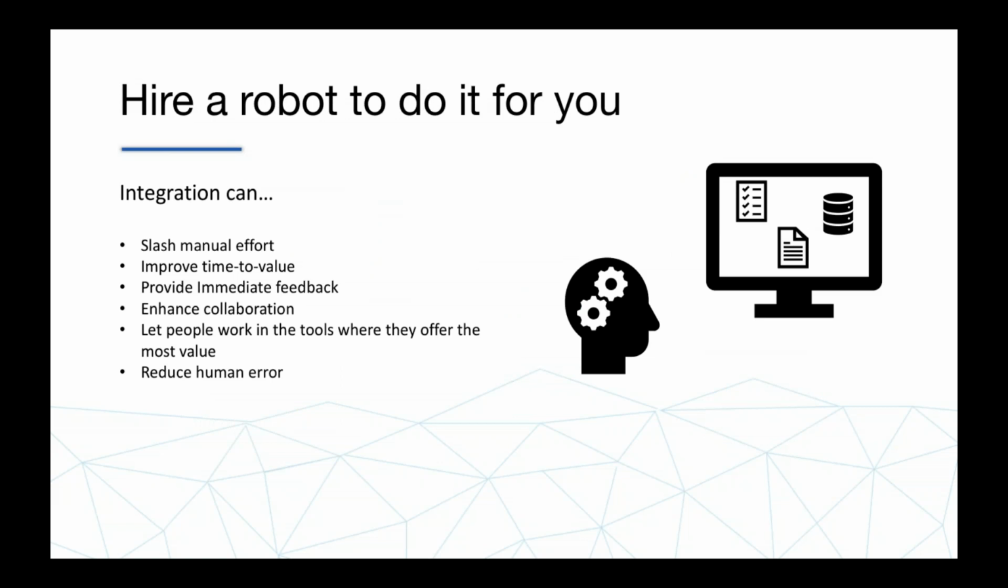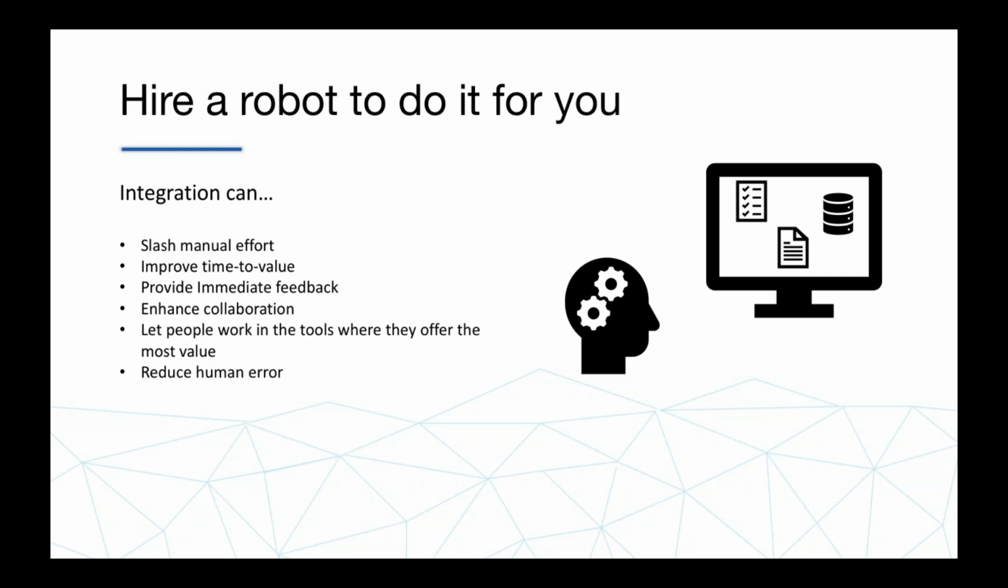So I could hire a robot to go out and find all this information, give you immediate feedback, help with the collaboration, right? I mean, you've got a team over here and a team over there, and instead of using voicemails or meetings, why not use these tools to collaborate back and forth? And of course, reduce human error.